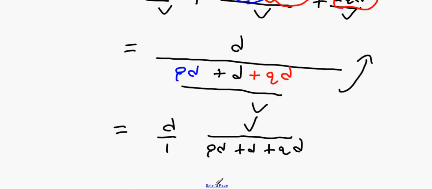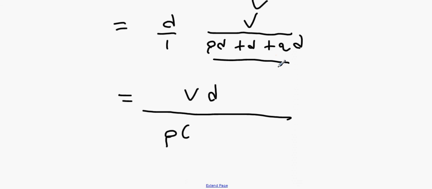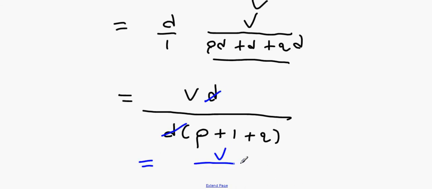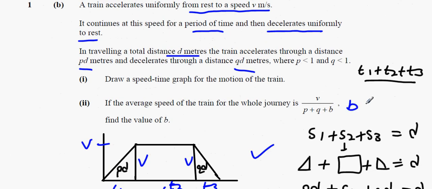Then we get VD divided by, and we've got to factorize this part here: D into P plus 1 plus Q. The D's will cancel, and we're left with V over P plus Q plus 1. And when you reread the question, B equals 1. And that's the end of 2007 part B.